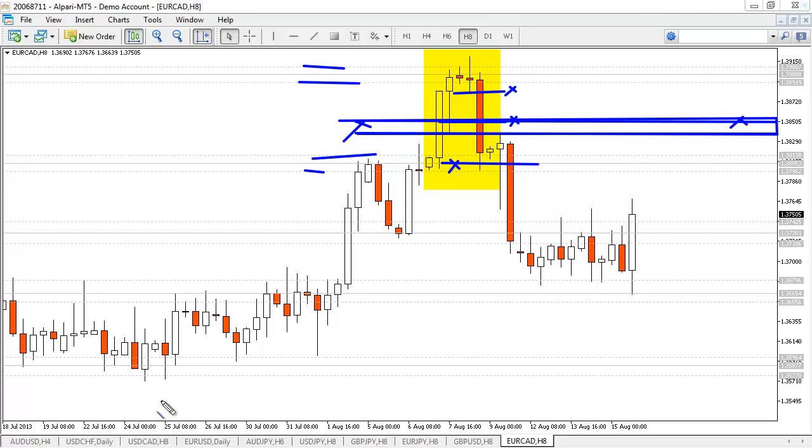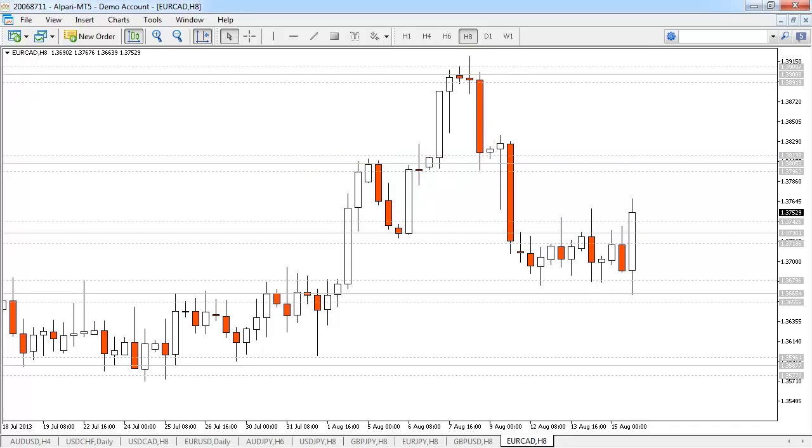Some people in the advanced course do just outright target the next support area every time. They don't take profit anywhere in the middle. They outright target the next support area every single time. And it works for them overall. But for me personally, I just take some profit out around about the middle. So I hope that answers your question.